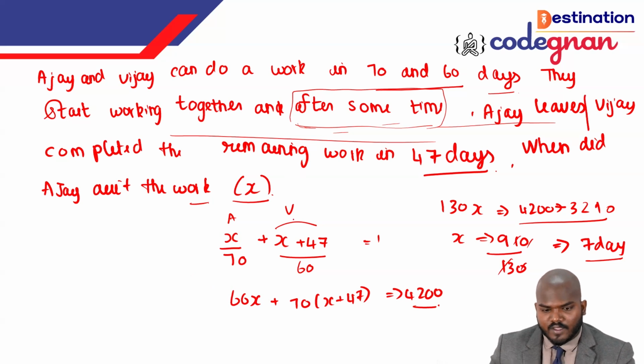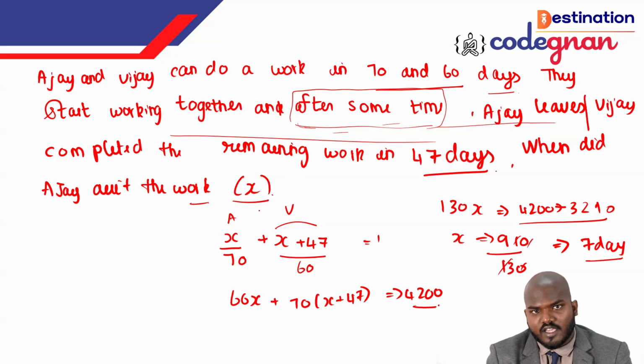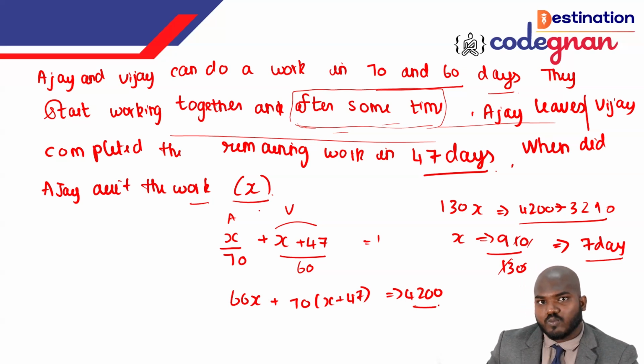Next thing is for Vijay. Ajay and Vijay are working together, right? So that is Ajay's work, which we can call X, plus 47. After him, 47 days he needs to work. After the combination of the work, Ajay and Vijay work together initially, so the initial days together I'm calling X here. So X plus 47 by 60, that is 1 day work, if I make this equal to 1.